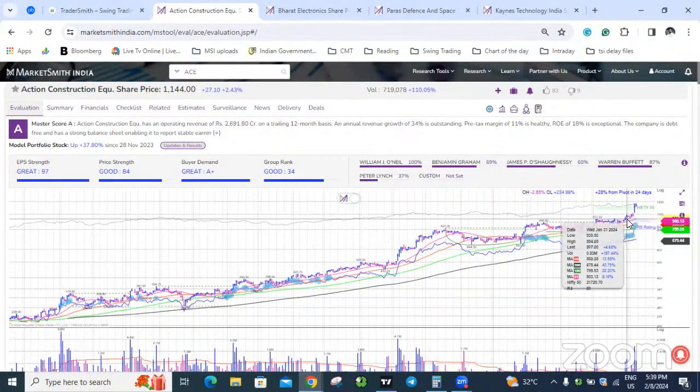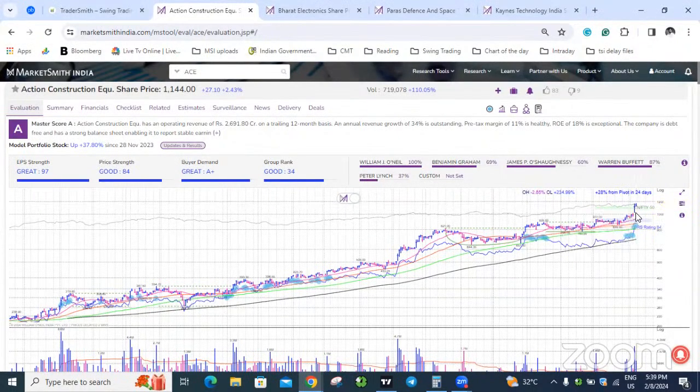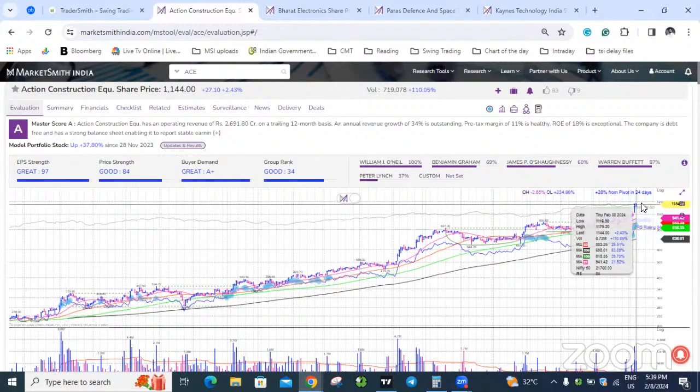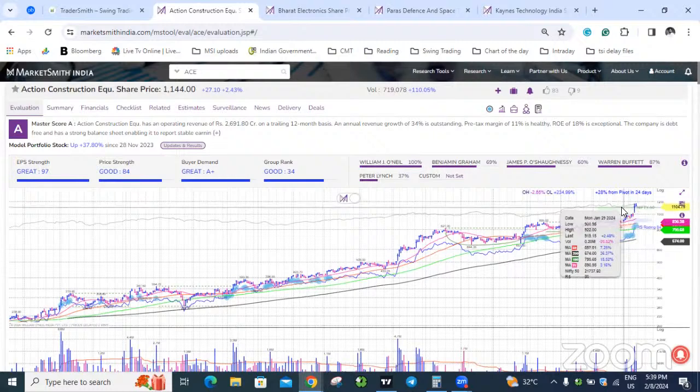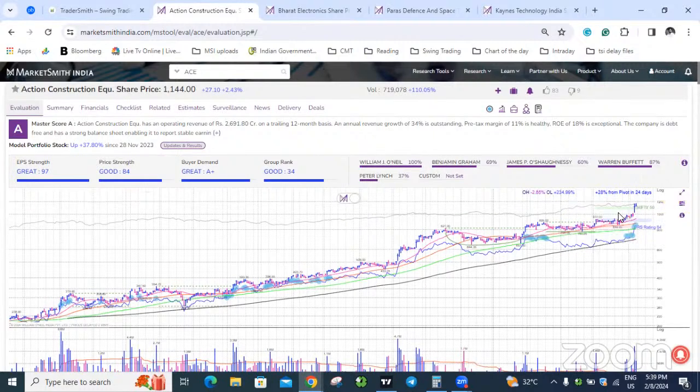In this case, Action Construction has gained almost 28% from the pivot level, which is a very good move. Those who can, book partial profit at this green line, or conservative investors can take a full profit, and others can ride this stock longer until it shows any kind of weakness. That is the ideal buy point scenario for any pivot level. You can also check the learning articles on the MarketSmith India website and YouTube channel.